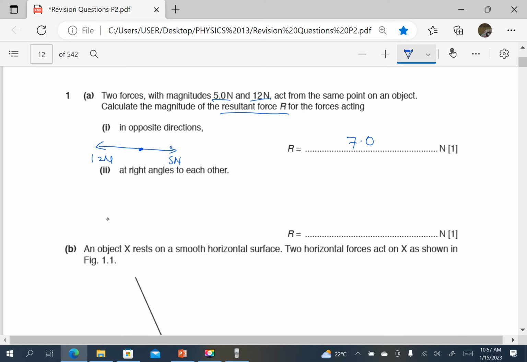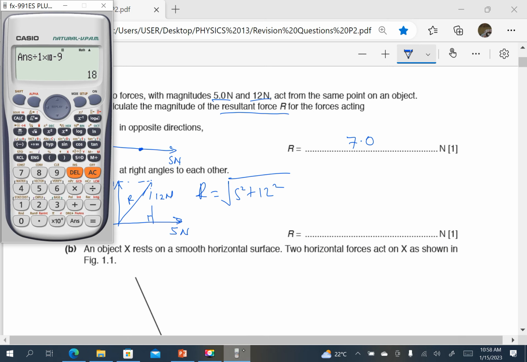Then at right angles, let's say 12 newtons is acting upwards and 5 newtons is acting in that direction. So the resultant is here, which can be found by Pythagoras theorem. This is 12 newtons, this is 5 newtons, so this is the resultant. Because this is 90 degrees, the resultant is going to be the square root of 5 squared plus 12 squared. Square root of the answer, that is 13.